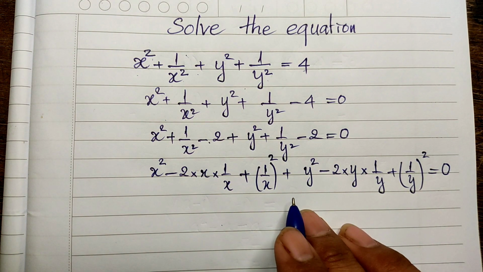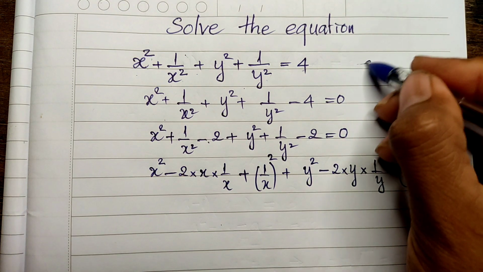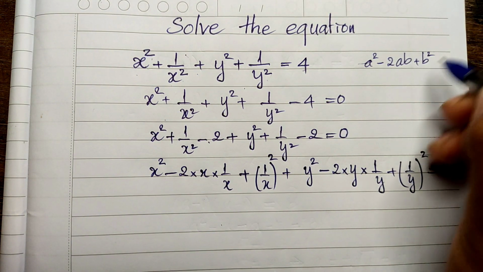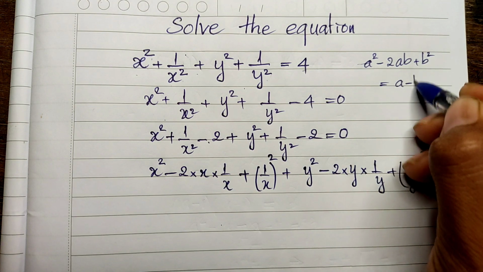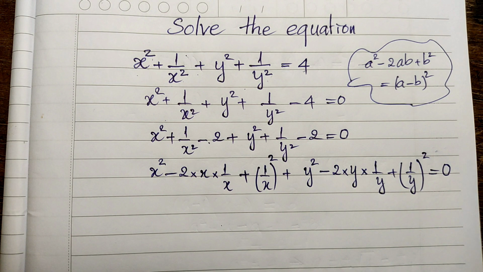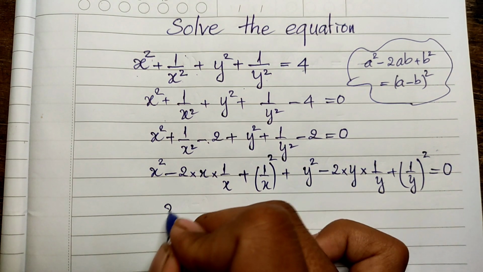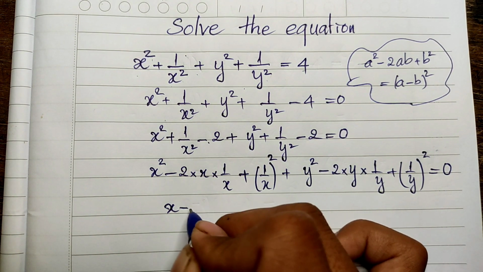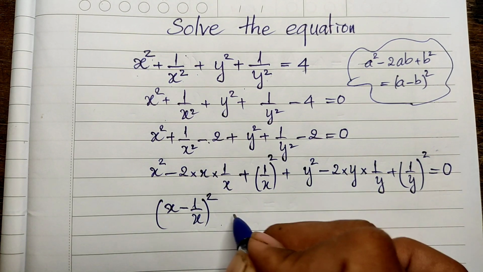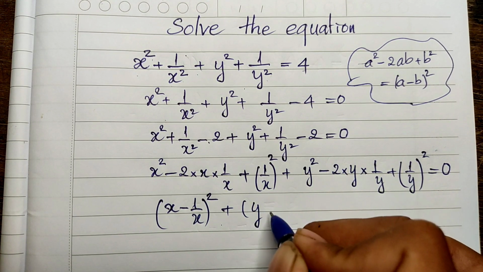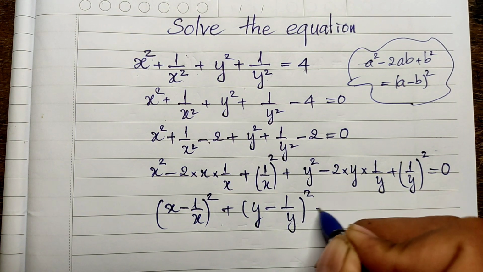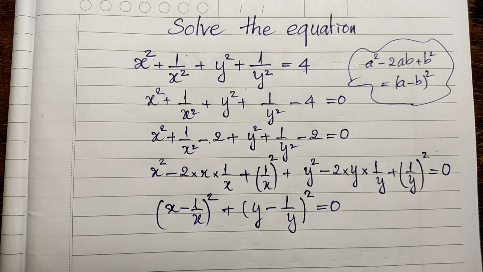Okay, now I can use the identity a squared minus 2ab plus b squared, which I can write as a minus b all squared. So I use this rule, and I get x minus 1 divided by x, all squared, plus y minus 1 divided by y, all squared, equals 0.